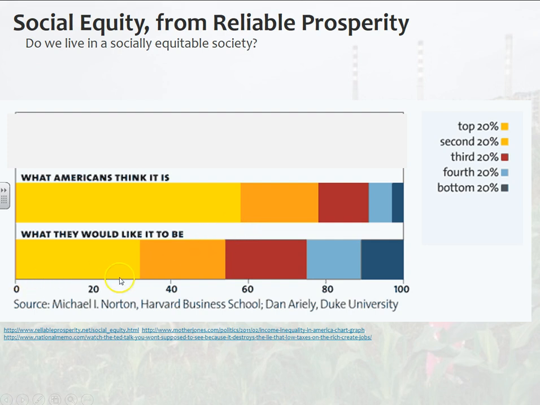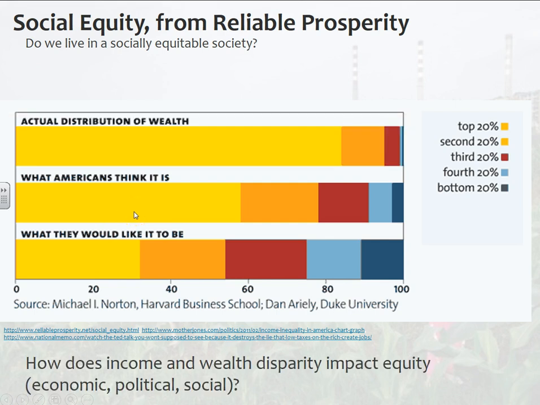Okay, so here's their ideal, 30% to the top 20%, but they actually guessed that the top 20% had about 60% of the wealth, and the bottom 20% had about 5%. So this is what they would like it to be, this is what they think it is, and here's how it actually looks. The actual distribution of wealth in the United States. I'm chuckling, I mean, it's just so ridiculous. It's not funny, really. The top 20% have about 85% of all the wealth.